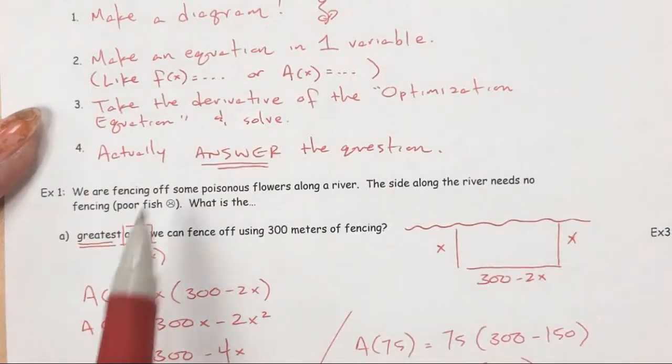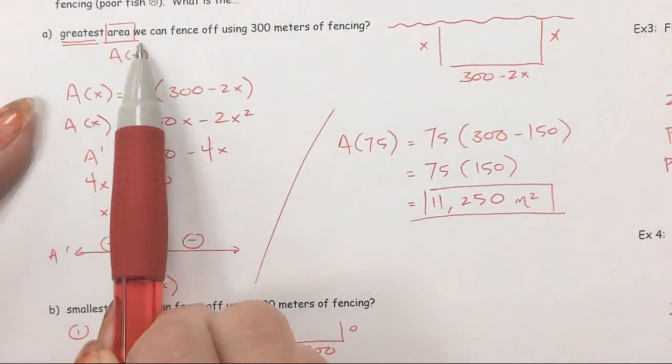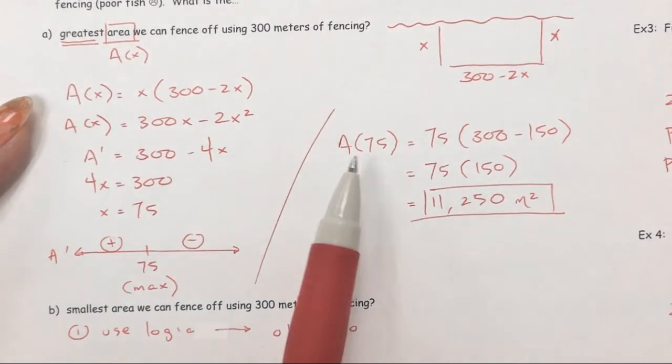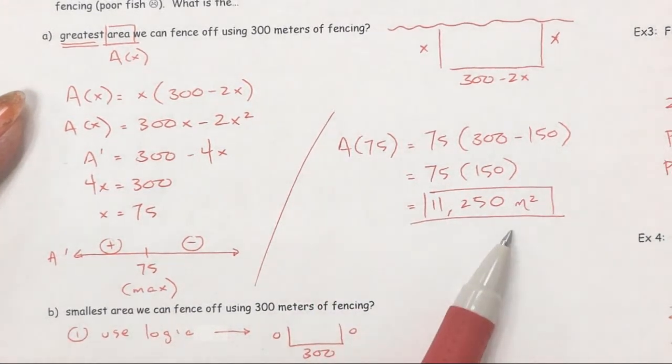But then really, you gotta answer the question. So what is the greatest area? Oh, I got to find the area. So I use my area formula, I plug in 75, and then here's my greatest area. Okay, make sure I label my answer.